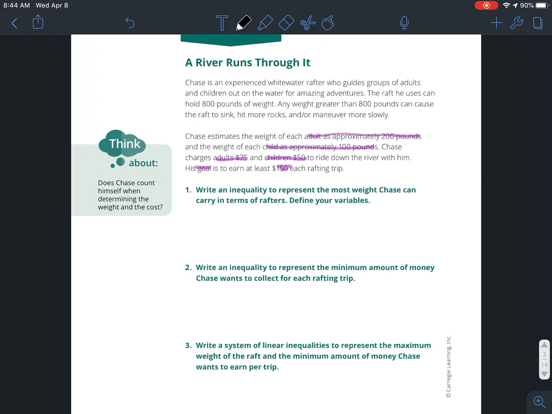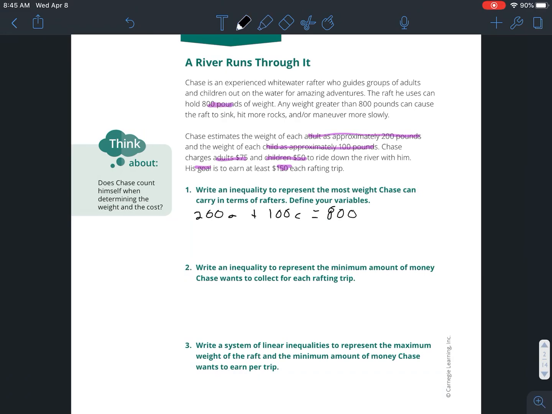Okay? So the way we can write this. The weight inequality represents the most weight Chase can carry in terms of the raft. So we know an adult is 200 pounds. So we can write 200 and then put a symbol of A next to that for adults. We put plus, because we're going to add this together, 100 for children with a C, and his max weight is 800 pounds, as it said right up here.